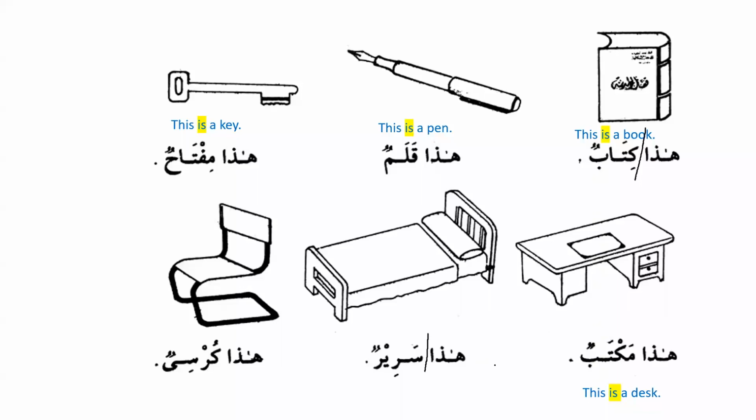Desk and table, yeah, can mean the same. But for table, in Arabic they use the word tawilatun. Tawilatun is used for the table, and maktabun is used for the desk. Then we have hada sarirun, this is a bed, and hada kursiyun, this is a chair. However, I would like you to notice the ending over here. All of them have the same ending.